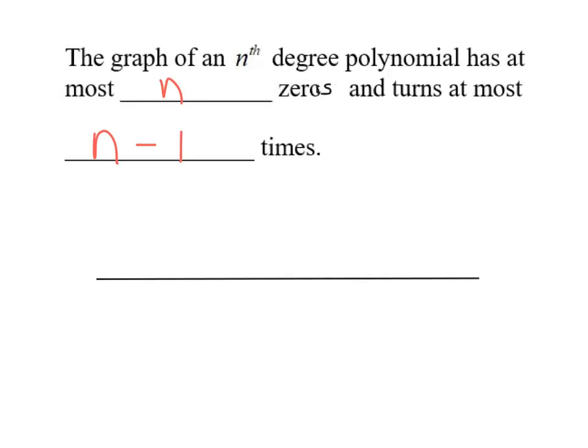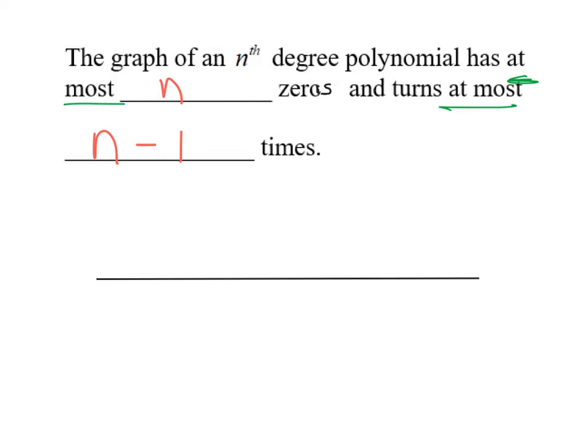So to sum up, if we have an nth degree polynomial, it's going to have at most n zeros, and turn at most n minus 1 times. I want to focus real quickly on why we say "at most" in both of these cases.